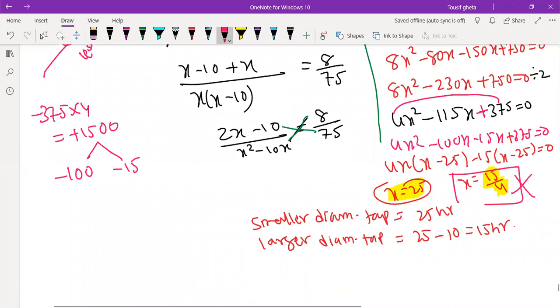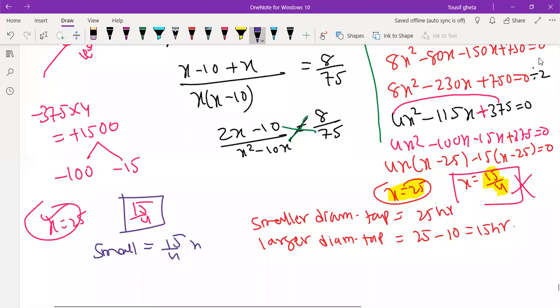Both are positive. One is x is equal to 25. Okay, good. The other also, 15 by 4, is positive. Why don't you consider 15 by 4? No, Rekha, a fraction, so what? No, Paulo. I will explain to you why. See here. If you say the smaller diameter pipe will take 15 by 4 hours.